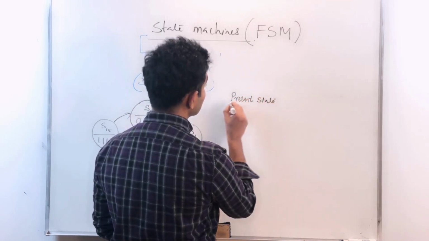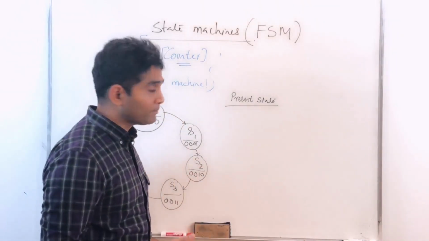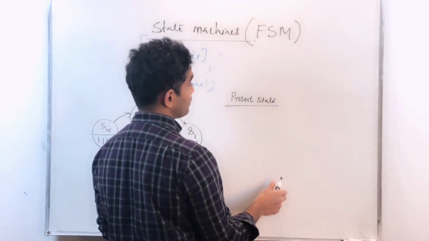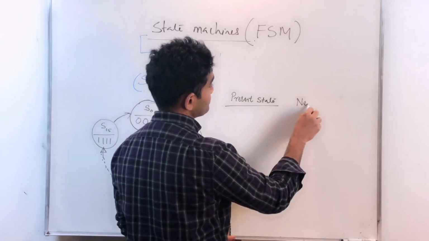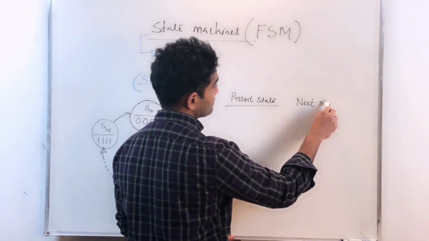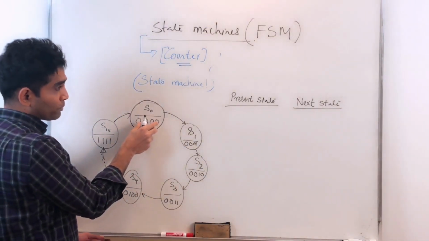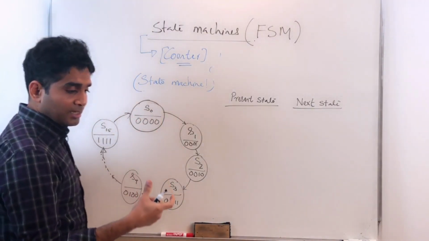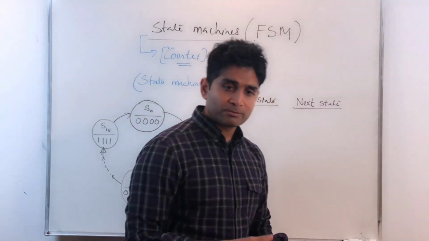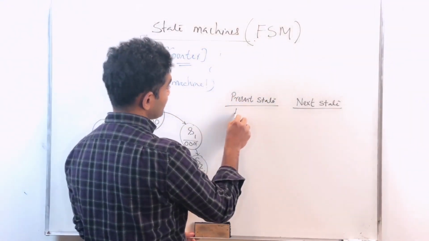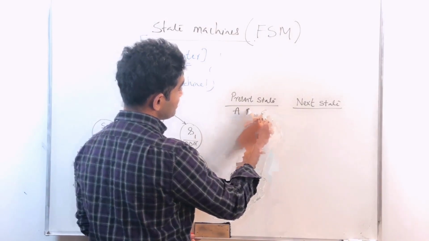In this case, I don't have any explicit inputs, so I skip that column. Otherwise, I would have had that column. And the next state here. In this case, I don't have to have an explicit output here. I can simply take the state value itself as the output. Okay. So in this case, my present state is A, B, C, D.